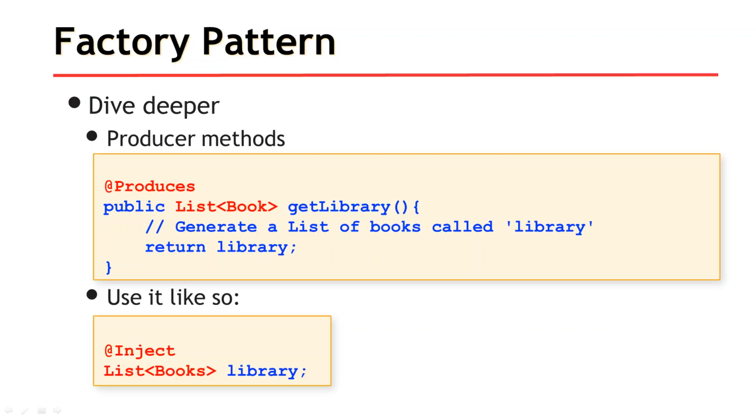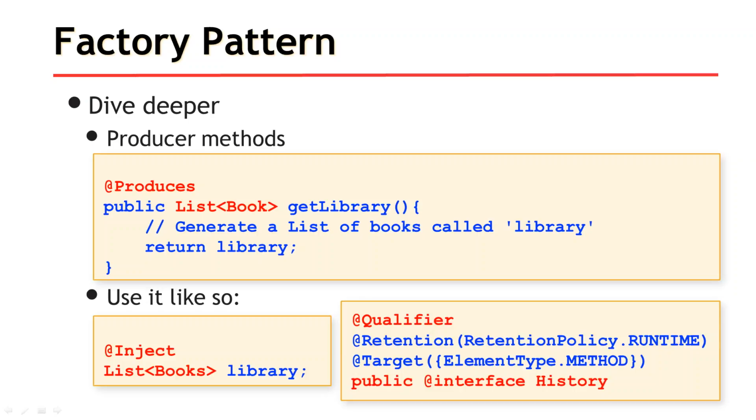So let's have a look at a producer method which produces a list populated with book objects. A list of book objects will be injected into the injection point annotated Library. We can even use qualifiers to specify which list of books we want to inject. Here we're specifying a history qualifier, and only books that are produced with the qualifier history will be injected at the injection point here, where we qualify it as history.